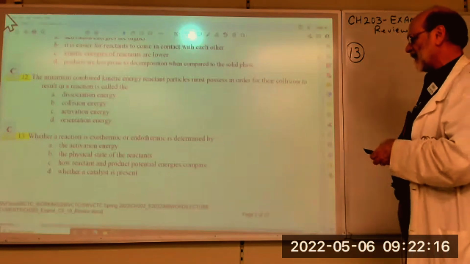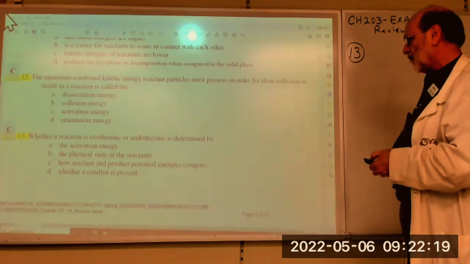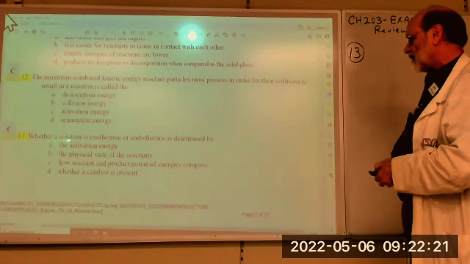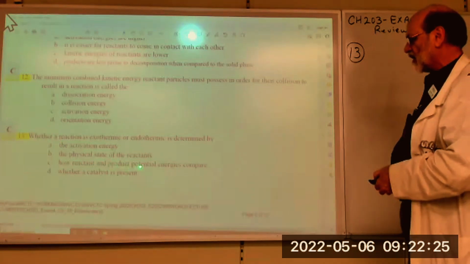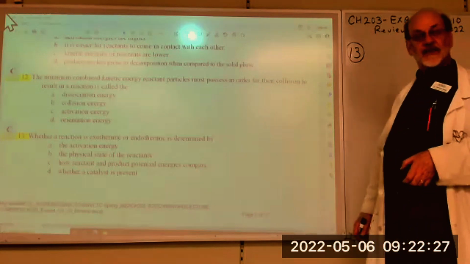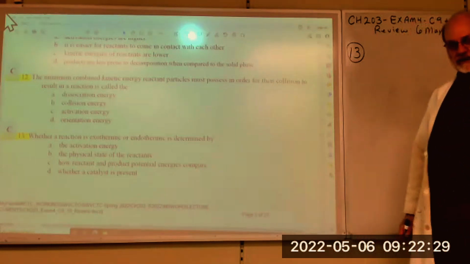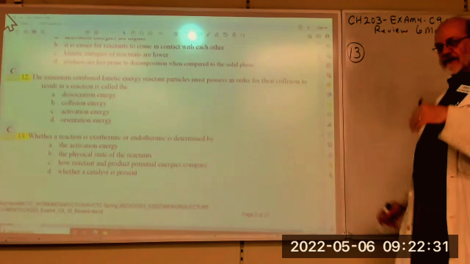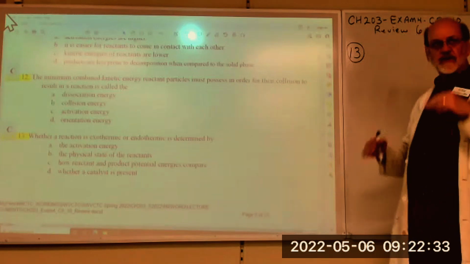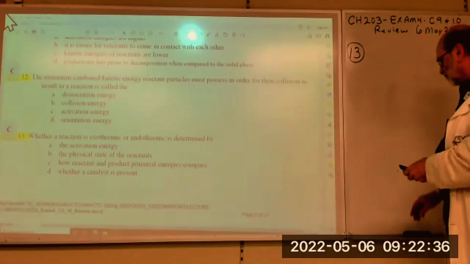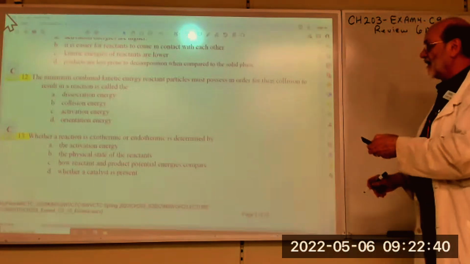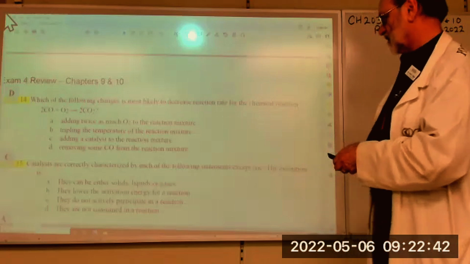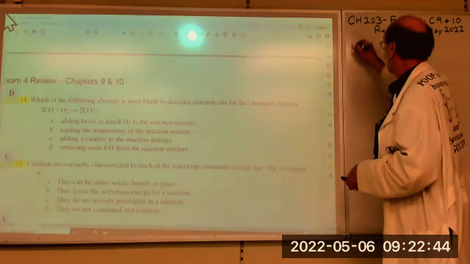So let's see which one fits that. Whether a reaction is determined by how reactant and product potential energies compare. Look at the total energy of your reactants, total energy of your products, compare the two. Right. It's like I got 14 and 15 on there.